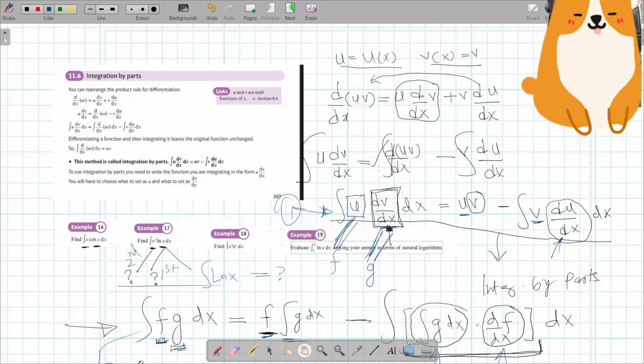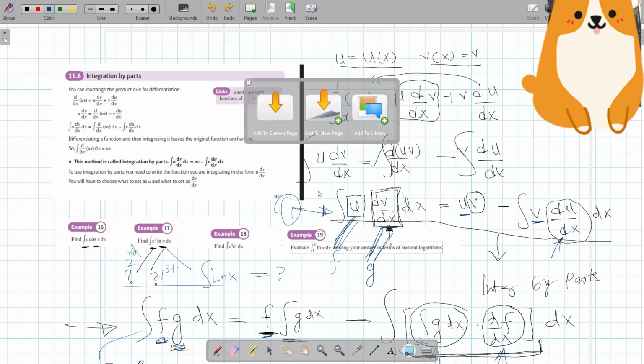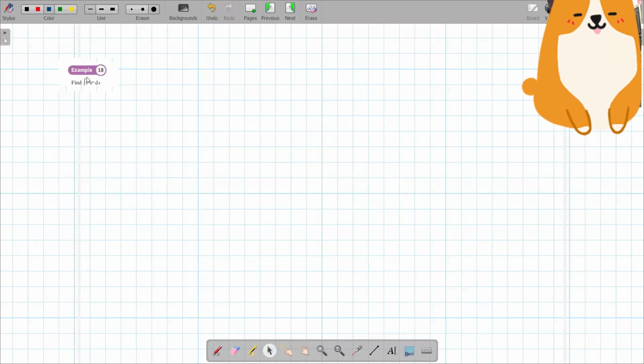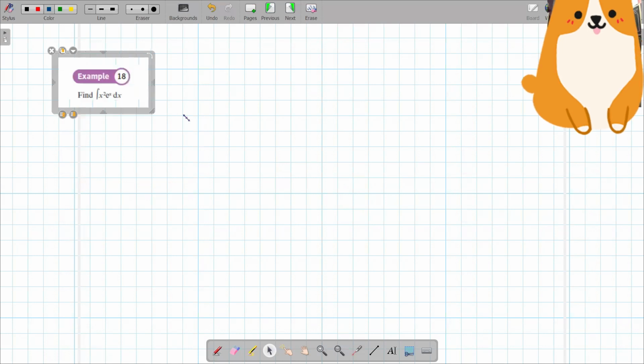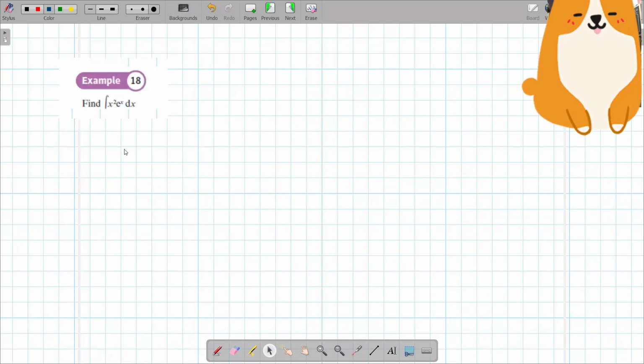What would you choose in 18? Because the integral and the derivative are both easy for e to the x and x squared. Add to the new page. Let's see. The first function should be one whose derivative is easy, and the second function is such that its integration is easy.